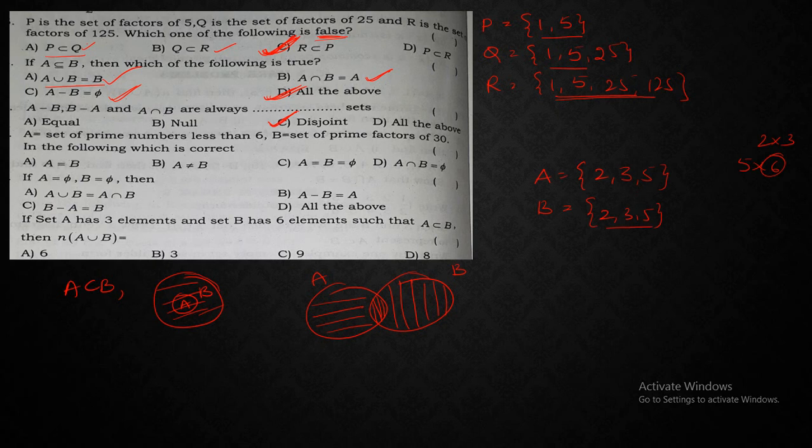Next, what is he asking? Option A is A equal to B, option B is A not equal to B, option C is A equal to 5, A intersection B is equal to 5. So clearly both the sets are equal now. So directly I have considered A is equal to B.